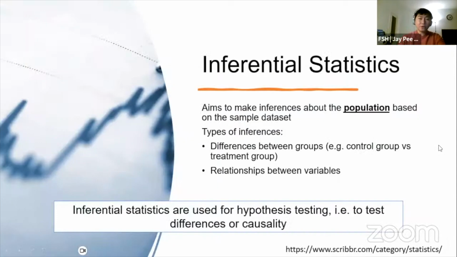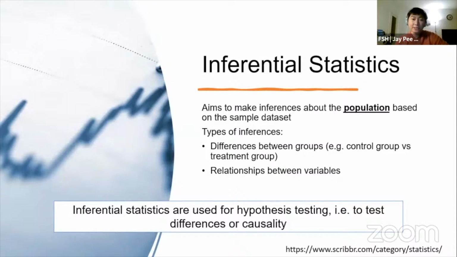Okay, so let us now go to inferential statistics. The aim of inferential statistics is to make inferences about the population. And there are two types of inferences. One is it establishes the differences between the groups. Let's say, for example, the control group and the treatment group. So yung group na naka-receive ng treatments or manipulation.